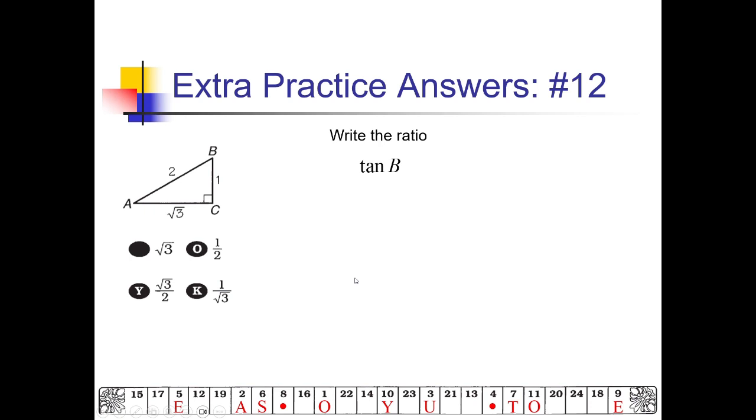And finally, we have tan of B, opposite over adjacent. The opposite side from B is going to be root 3. That's across from it. The adjacent side is the 1. So root 3 over 1 can be reduced to just root 3. So it's going to be that blank there going in spot number 12.